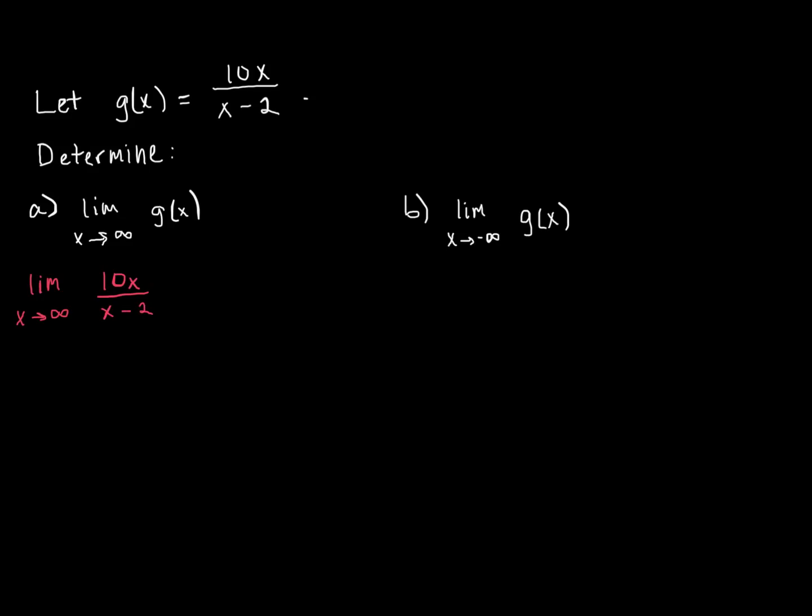Okay, so let's first think about the first strategy that we always want to use when evaluating limits, and that is to see if we can plug in the value. Now, notice that this function here is continuous everywhere except when x is 2. And this isn't x equals 2, so maybe we can think about plugging it in, right? Well, that's kind of a problem, because 10 times infinity is infinity, and infinity minus 2 is infinity, right? So plugging in infinity isn't quite going to get it done for us.